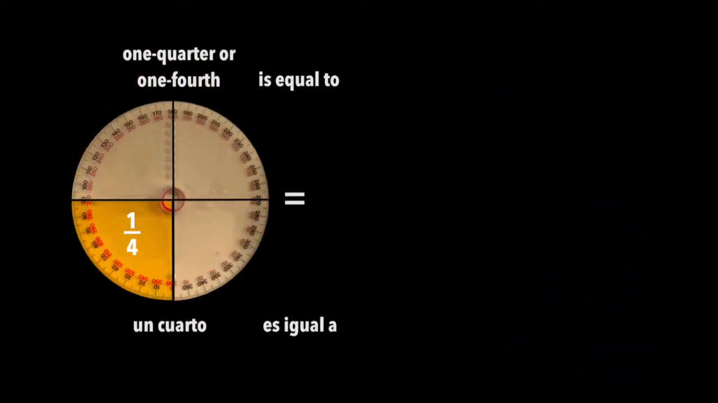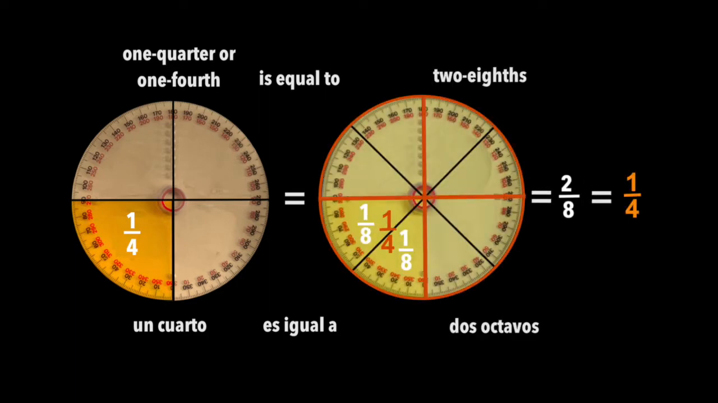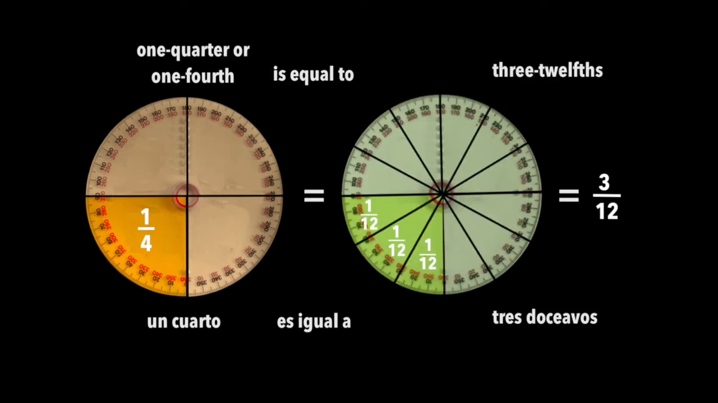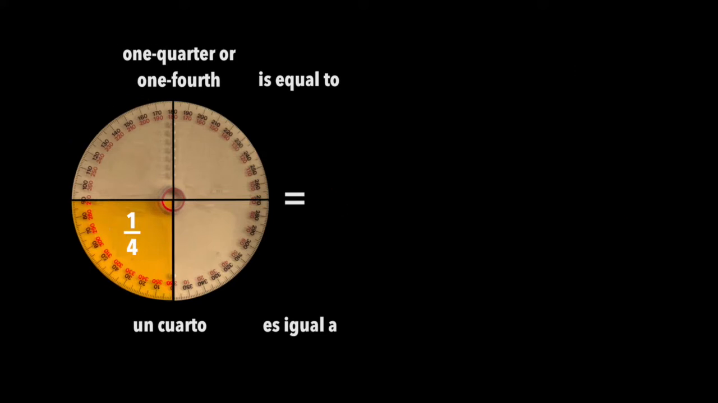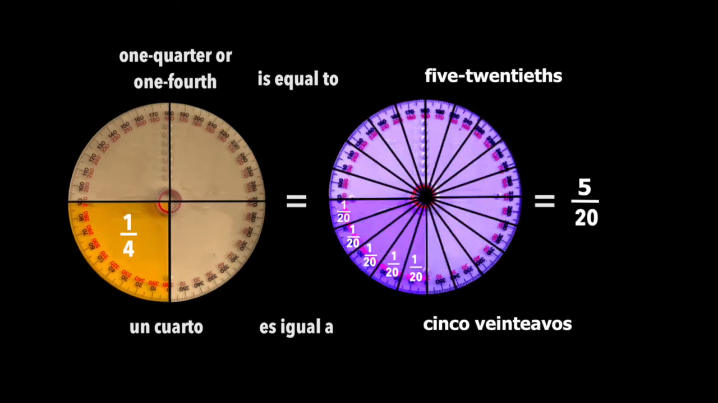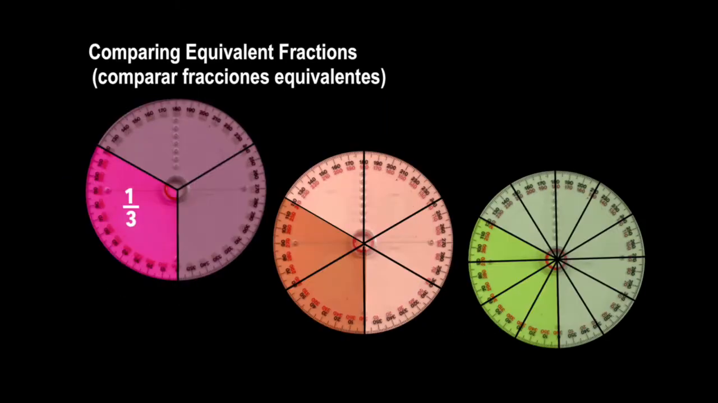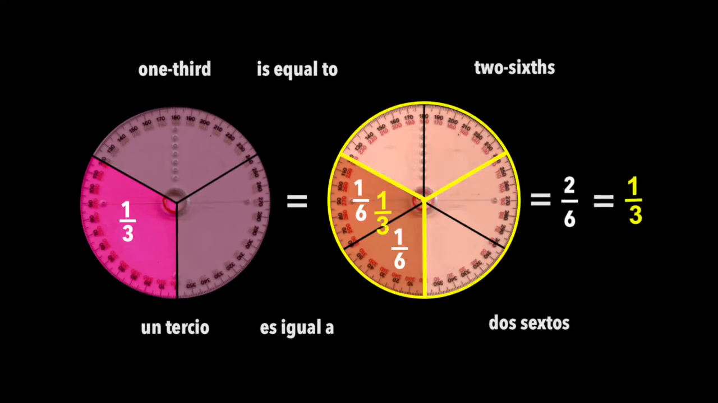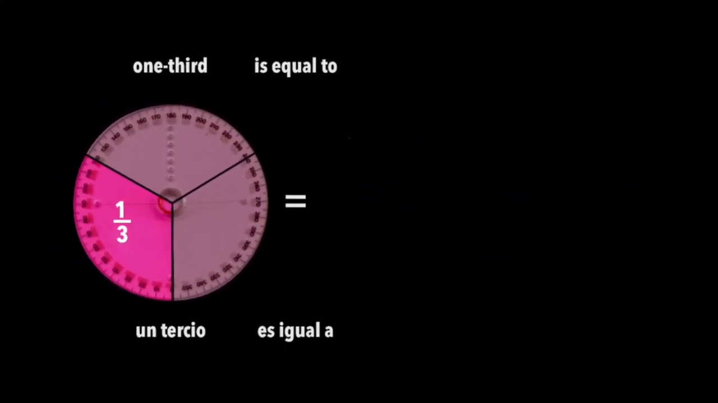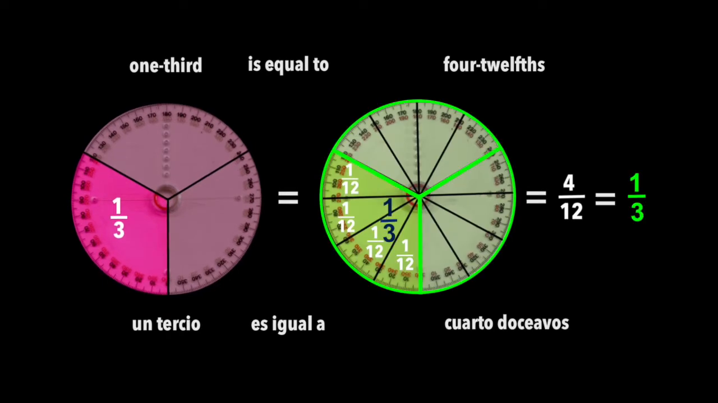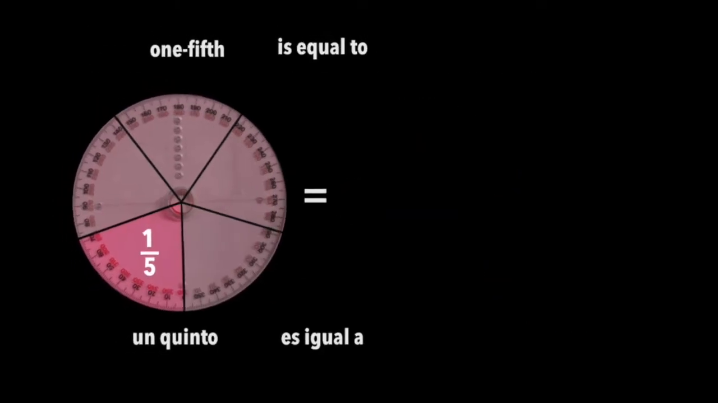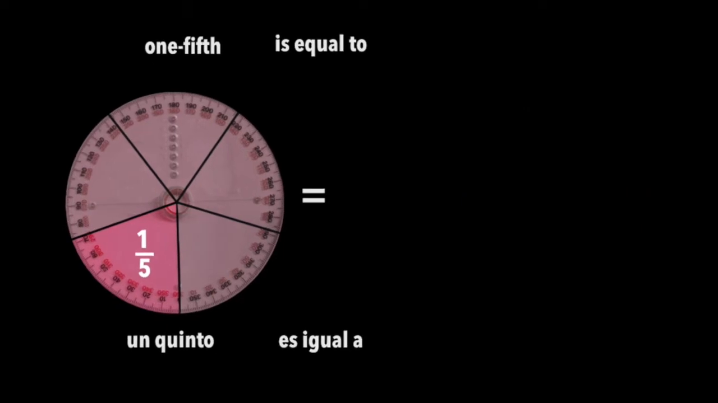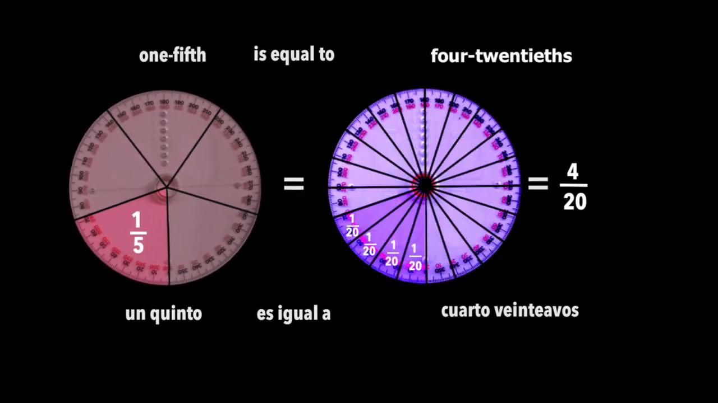1/4 is equal to 2/8. 1/4 is equal to 3/12. 1/4 is equal to 5/20. 1/3 is equal to 2/6. 1/3 is equal to 4/12. 1/5 is equal to 2/10. 1/5 is equal to 4/20.